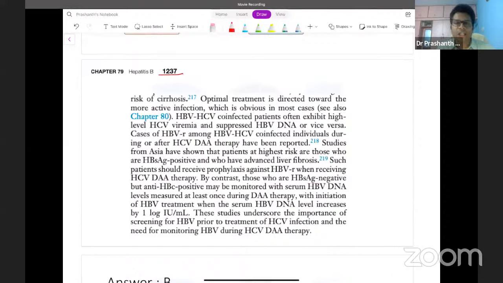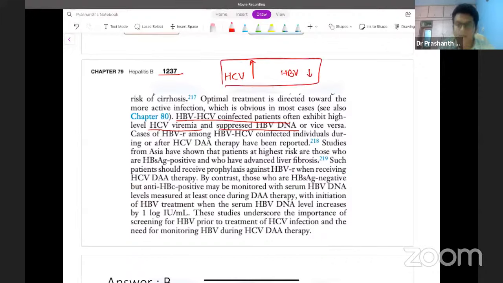79, which says that the optimal treatment for an HBV and HCV co-infected patient often exhibits high HCV viremia and suppressed HBV DNA, or vice versa. So one of them is dominant, one of them is suppressed. Usually what we see is HCV is dominant and HBV is kind of suppressed. This is the common pattern that you get to see.